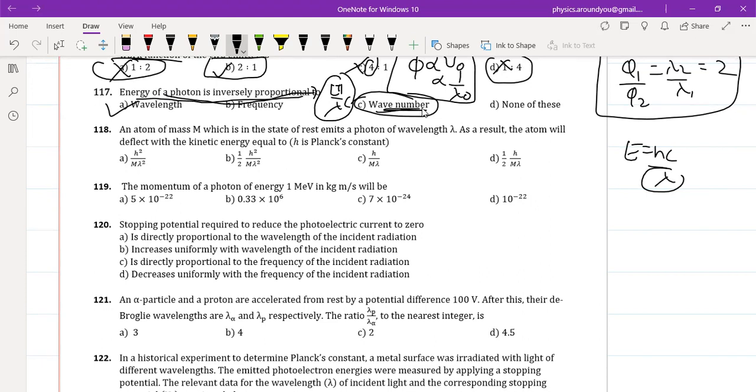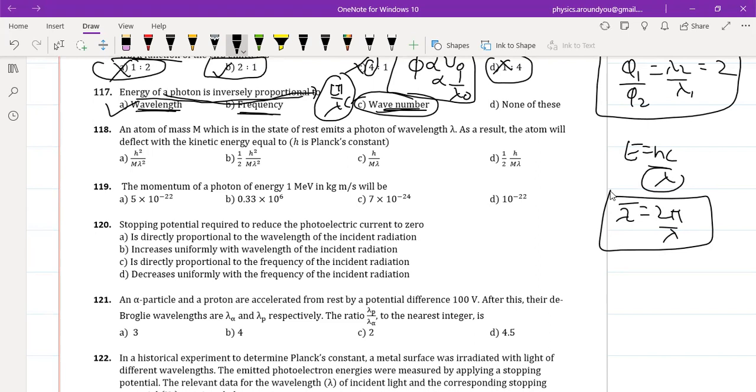This question can give you multiple conceptual advantage, right? Energy of a photon is not inversely proportional to wave number. It's directly proportional to wave number. It is inversely proportional to wavelength and directly proportional to frequency. So that is question number 117. If you want more explanation, I can say lambda bar is 2 pi by lambda. Something like that would be the wave number.